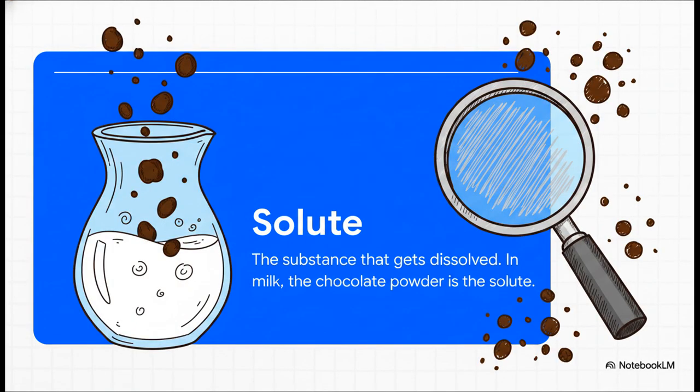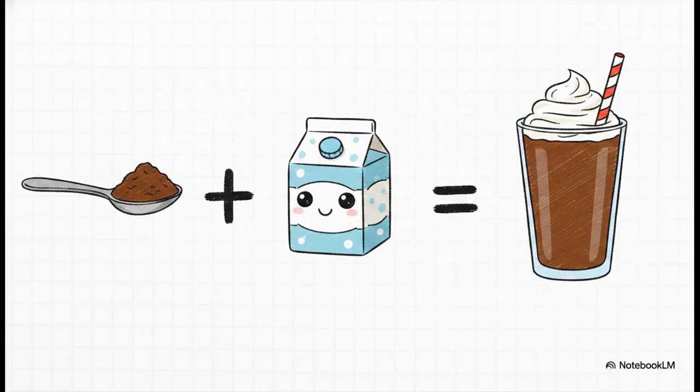And then you've got the solute. This is the stuff that gets dissolved. So, sticking with our chocolate milk example, the chocolate powder is the solute. You add the solute into the solvent. It's that simple. So it really all boils down to this super simple equation. You take your solute, you add it to your solvent, and what you get is a solution. Chocolate powder plus milk equals a delicious solution called chocolate milk. This little formula is the powerhouse behind so many things we mix every single day.